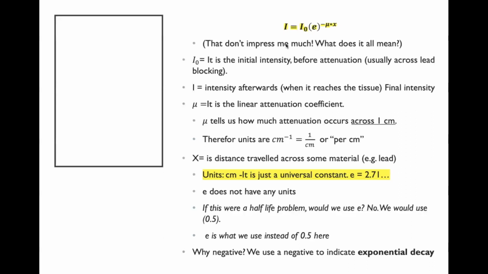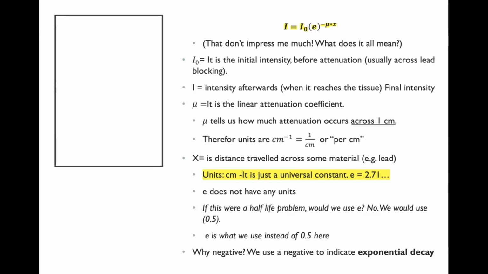Okay, so here's the formula. You can use I, or sometimes you see it as N, so I'm just using I here. Here's the final intensity. Here's the initial intensity. Mu is the linear attenuation coefficient, which tells us how much attenuation has occurred over 1 centimeter. And x is the distance that the photons have traveled across the material. So the attenuation coefficient should be in inverse centimeters. And e is a universal constant.